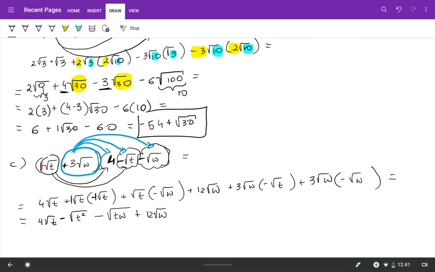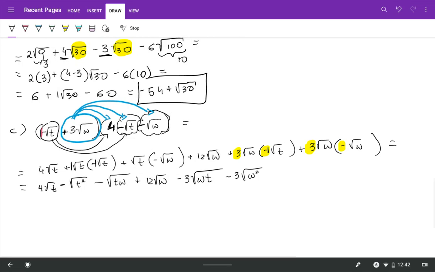And then I continue here, so I have 3 times negative 1. I multiply the coefficients. 3 times negative 1 will give me negative 3. And then I multiply the numbers under radical. So 1 radical, because they both have the same index, and you have wt. And one more. Then we have 3 times negative 1, which is negative 3. And under square root, we have w times w, which is w squared.